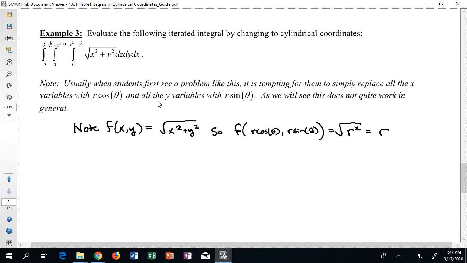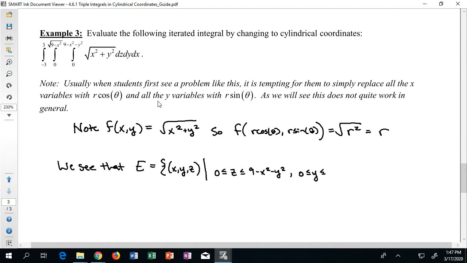Notice that now I could start to think about the region that I've been given and how I could change some of the bounds. I'll state this. We see that E is given as a bunch of points x, y, z with the following bounds. z is bounded between 0 and 9 minus x squared minus y squared. y is bounded between 0 and the square root of 9 minus x squared. And x is bounded from -3 to 3.